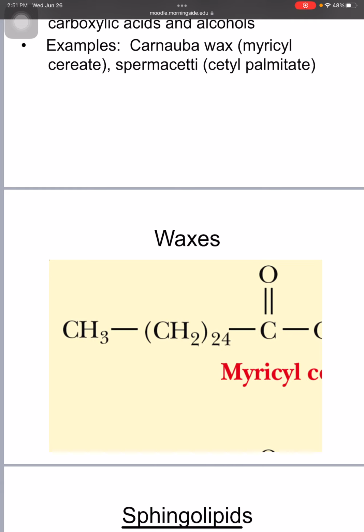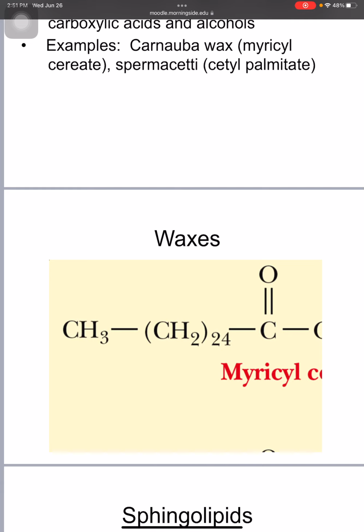sorry, I'm trying to find the picture in my book because I want to see the whole photo. Here's a couple of examples of common waxes: myricyl cerotate and cetyl palmitate. So really, these are just fatty acid esters where that polar head group has been esterified to some other longer chain.